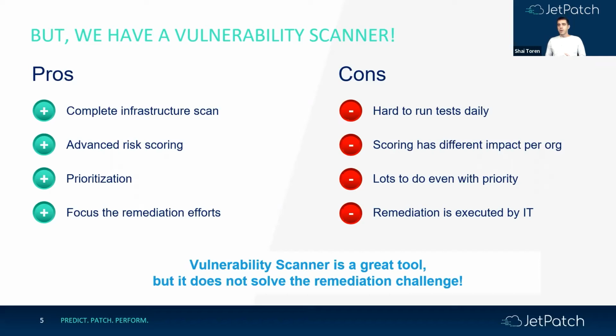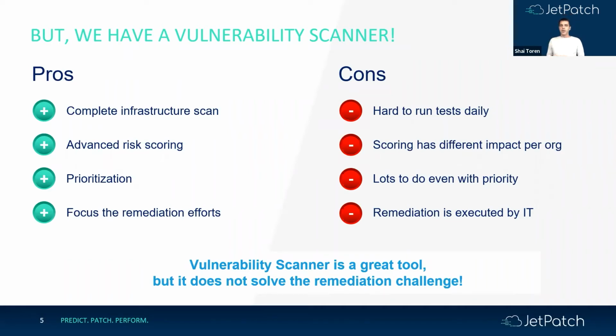Another area that we learned from the data is that the scoring has different impact per organization. Most of the data that is being used is public data, where the impact on the actual organization is dependent on specific information from this specific organization.